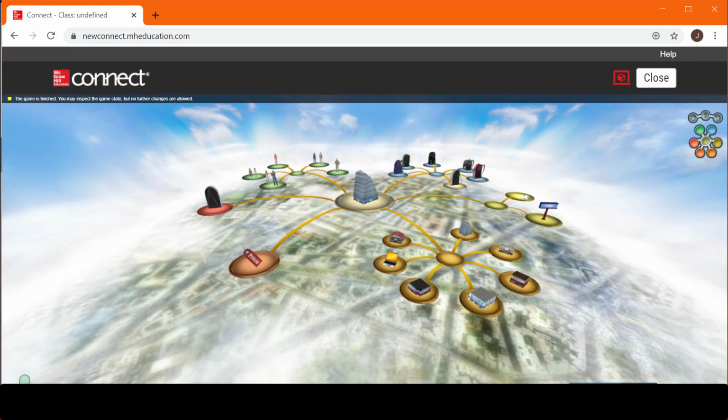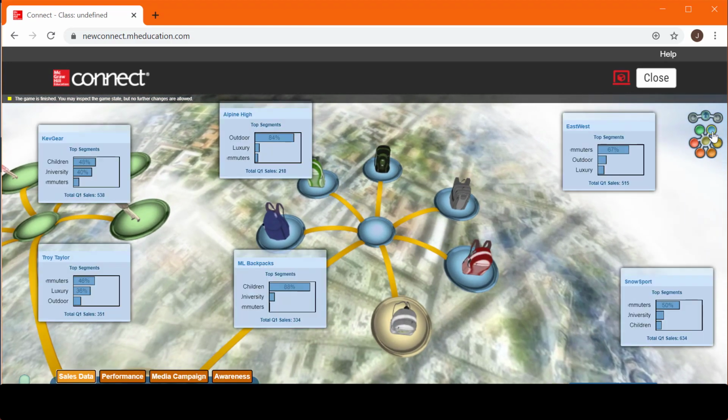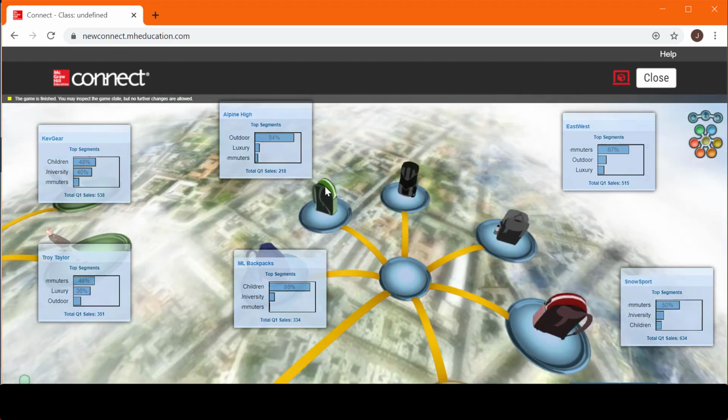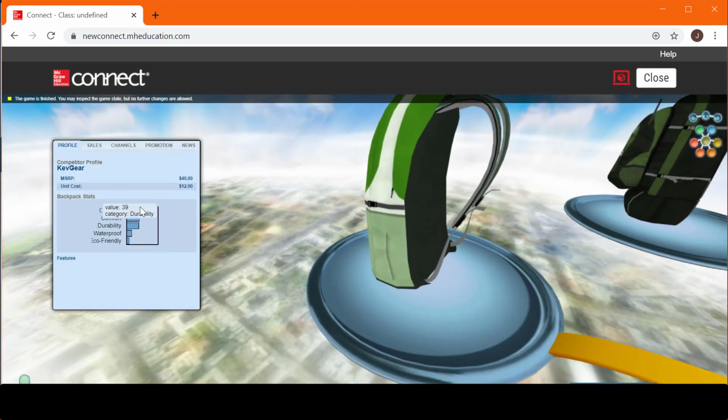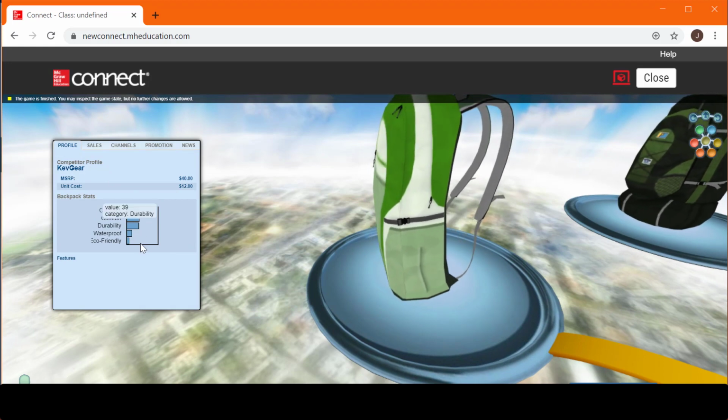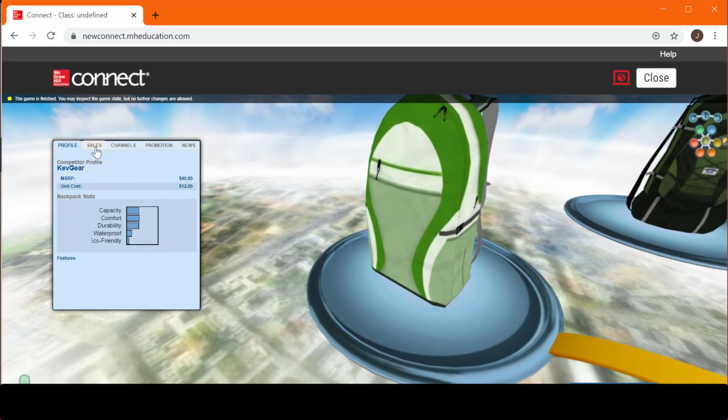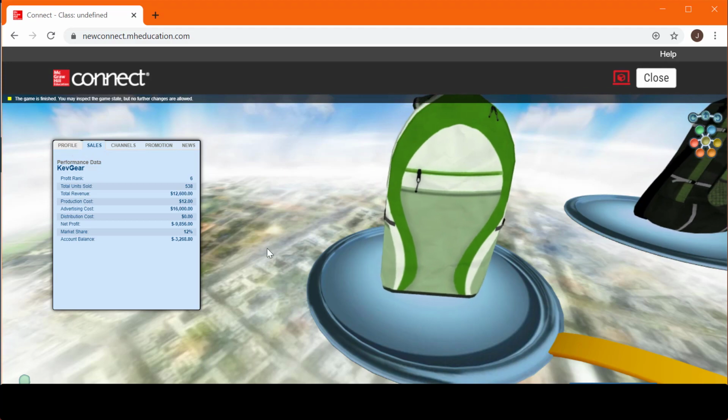Another area we're going to want to look at is the market research area. The market research area will appear to you after turn 1, and you want to take a look at this after every turn in the simulation. It will show you exactly what backpacks your competition has made. You can deep dive into each one of those backpacks to see the characteristics of what the target market is looking for. You'll get an idea of who their target market is as well.